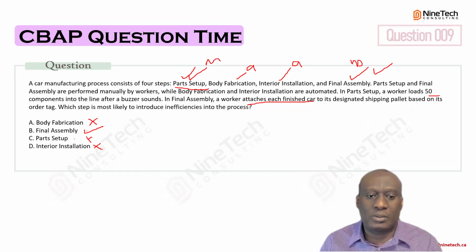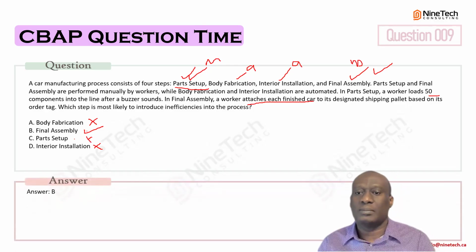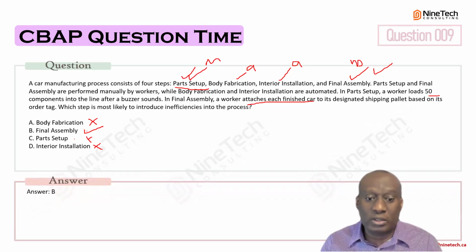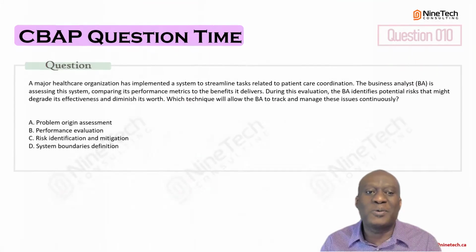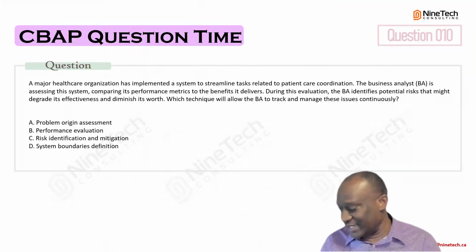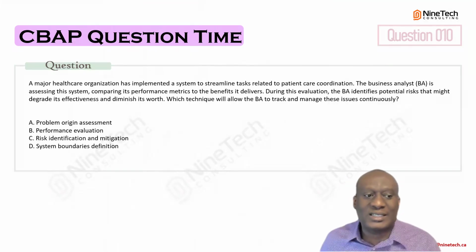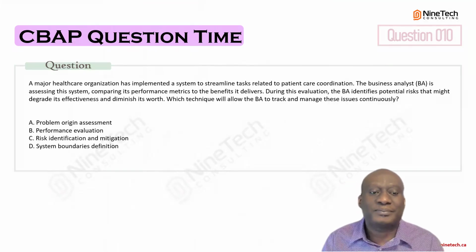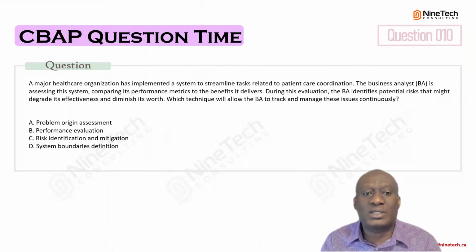Let's look at the answer. Good. B. So we got that. Well done. We're in number 10. So well done for getting this far. Let's look at what is happening. A major healthcare organization has implemented a system to streamline tasks related to patient care coordination. Okay, this is like process improvement using a system.